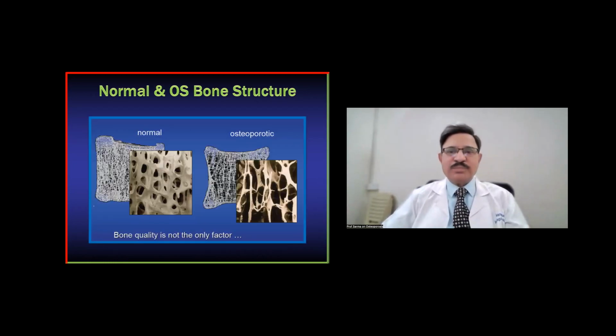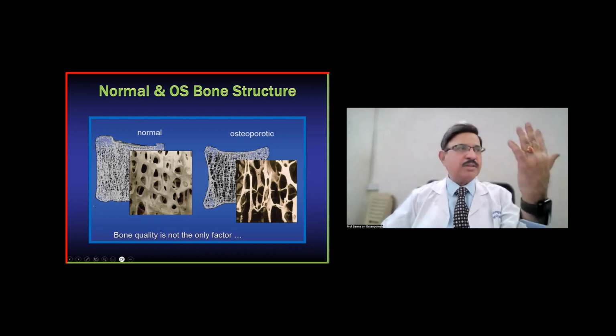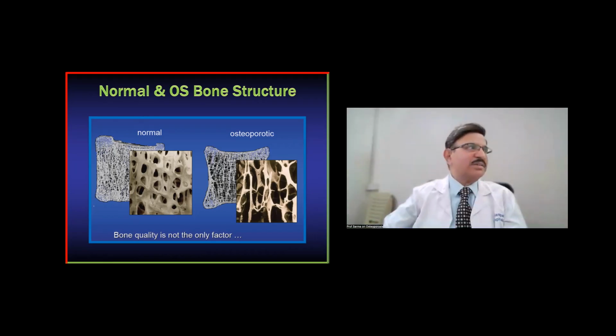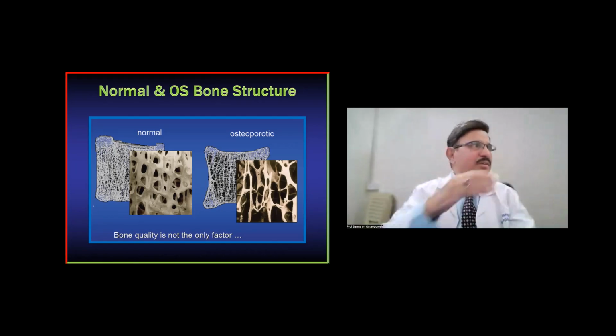Now you see, this is the cancellous bone, and that is trabecular bone. You see how dense it is in the initial stages, and bone quality is not the only factor. Normal, osteoporotic. The osteoporotic bone is like a seed. Any moment, just slip, right.